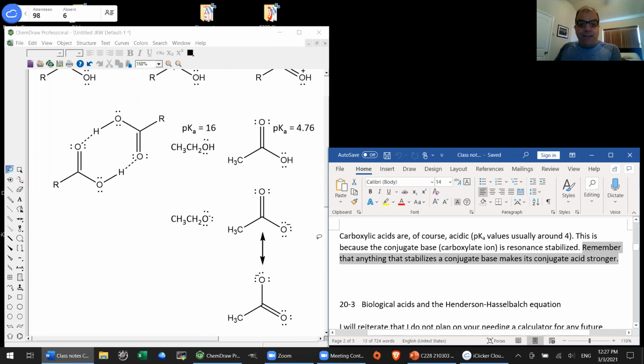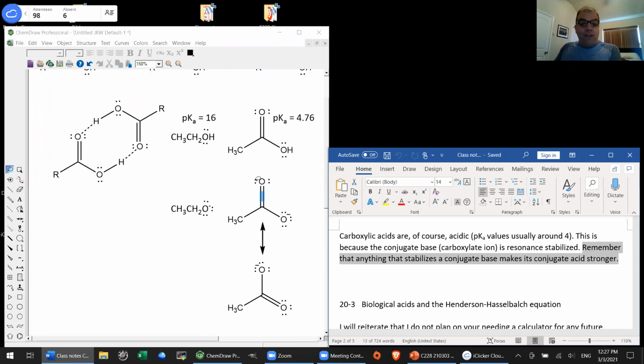Another way of saying the same thing is that the conjugate base of acetic acid is some 100 billion times more stable than the conjugate base of ethanol. And so in order to understand relative acidities, let me see.